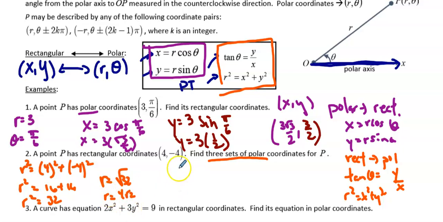All right. So most people can see special right triangles, though. If we have a leg of 4, 4, then that's supposed to be 4 square roots of 2. So our r coordinate is going to be equal to 4 square roots of 2.